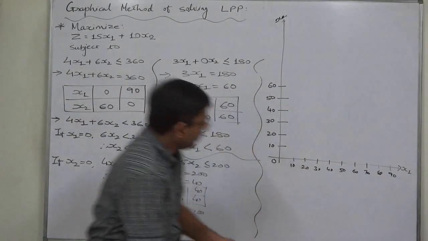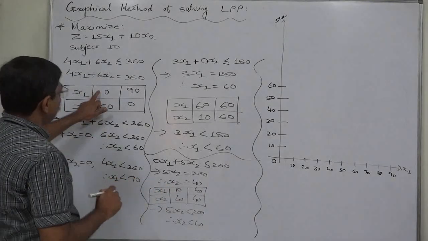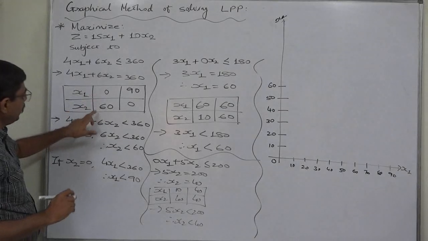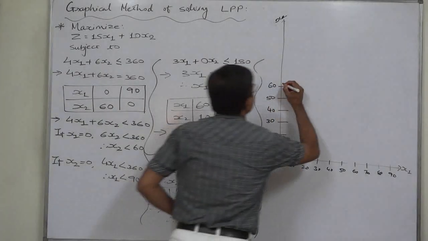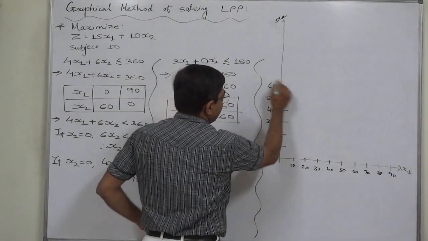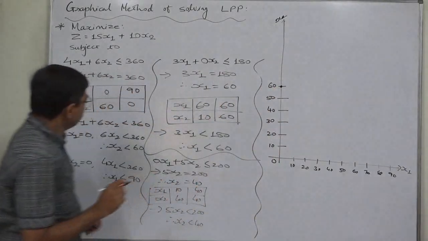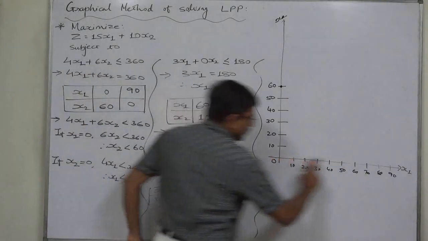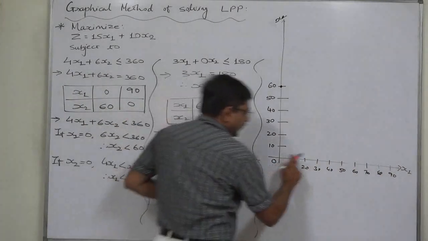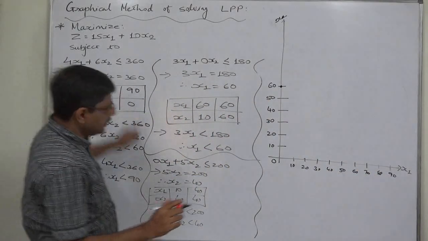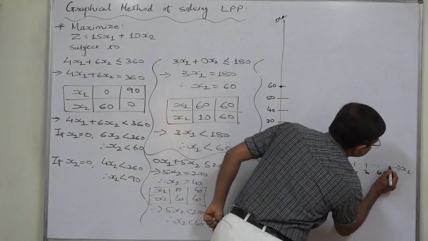So whenever x1 equals 0, that means this line. x1 is 0 and x2 is 60, it is here. At this point x1 is 0 and x2 is 60. Similarly, x2 is 0 and x1 is 90. On this x1 axis, at every point x2 is 0. So x2 is 0 and x1 is 90. That can be here.